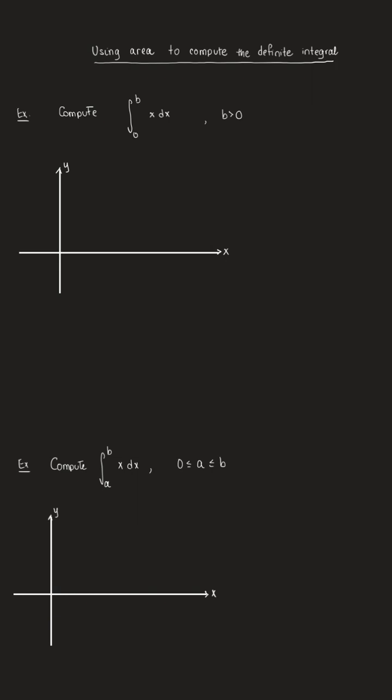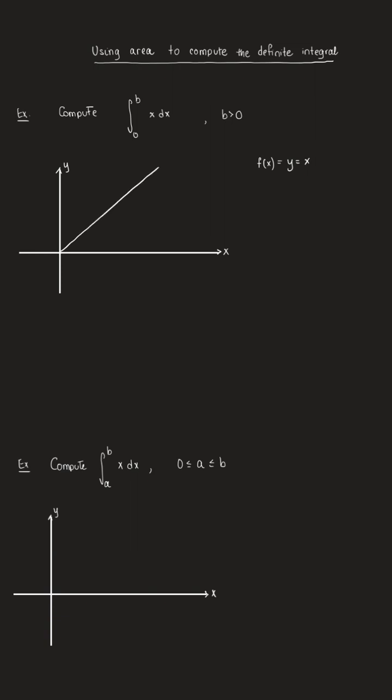First, let's compute the integral from 0 to b, where b is a constant greater than 0, of x dx. So this means that our function is f of x that we're integrating. f of x equals x, right? Or y equals x is the function that we're integrating. That gives us the height of the rectangles.